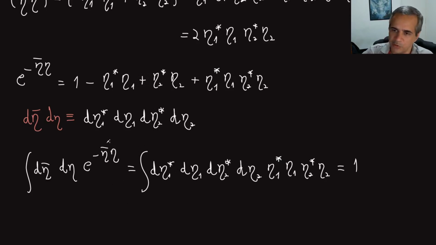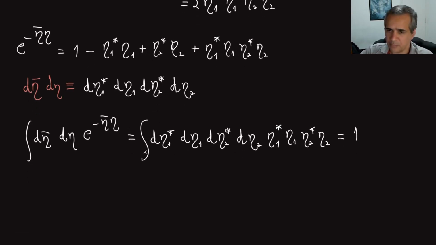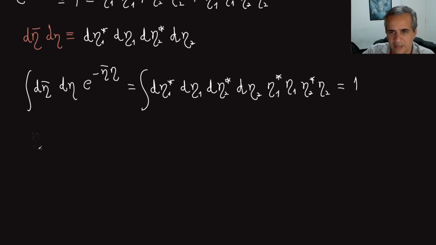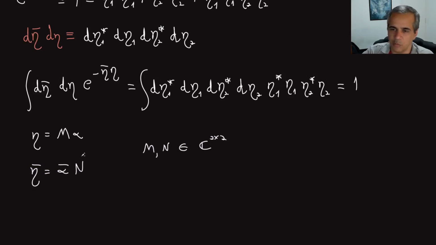And now if I want to include a matrix here between these 2 guys, all I have to do is a change of variables, right? To show up with the matrix here. So I take eta to m alpha, right? Where m is a matrix, to say eta is 2 by 1, so this is 2 by 2, right? I take eta bar to alpha bar n, right? So m and n are just complex numbers, 2 by 2 matrices of complex numbers, so they are C numbers, right? And then I can rewrite the product.